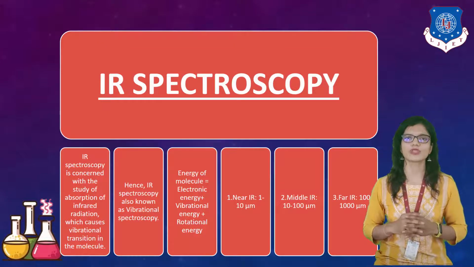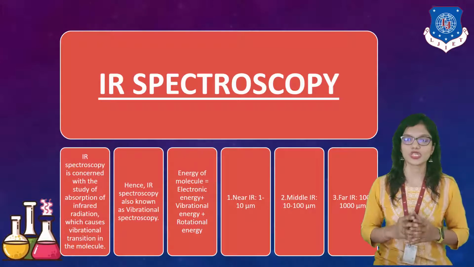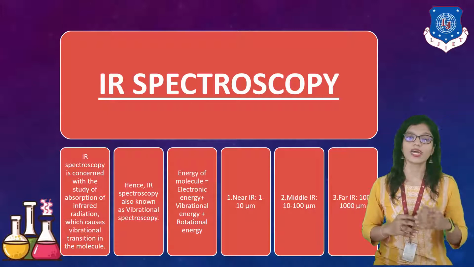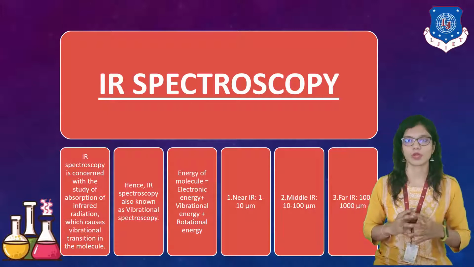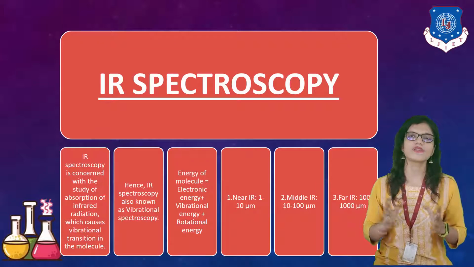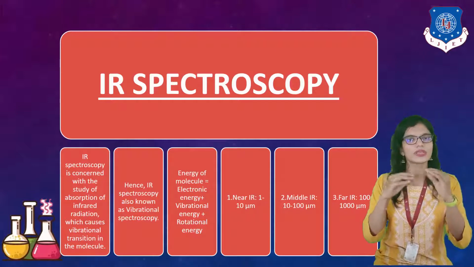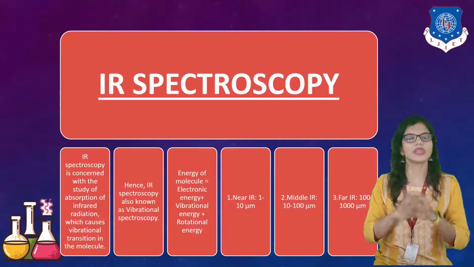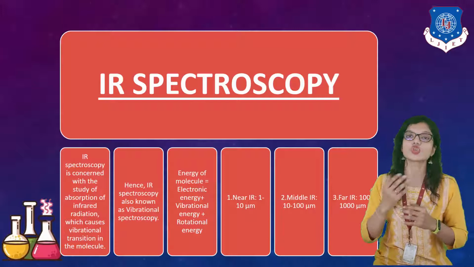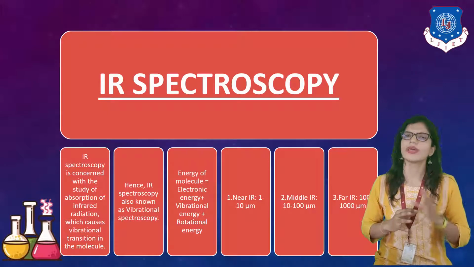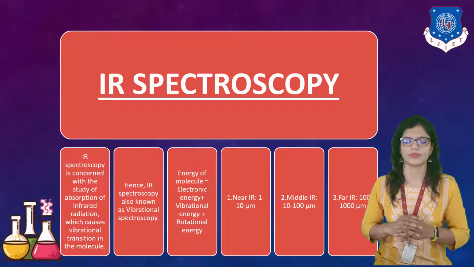It is also known as absorption spectroscopy or rotational vibrational spectroscopy, because each and every molecule contains rotation and vibrations on their own bonds. Either they will move like this, or they will move in any direction, and at that time it absorbs the light. Okay, it absorbs any kind of radiation.